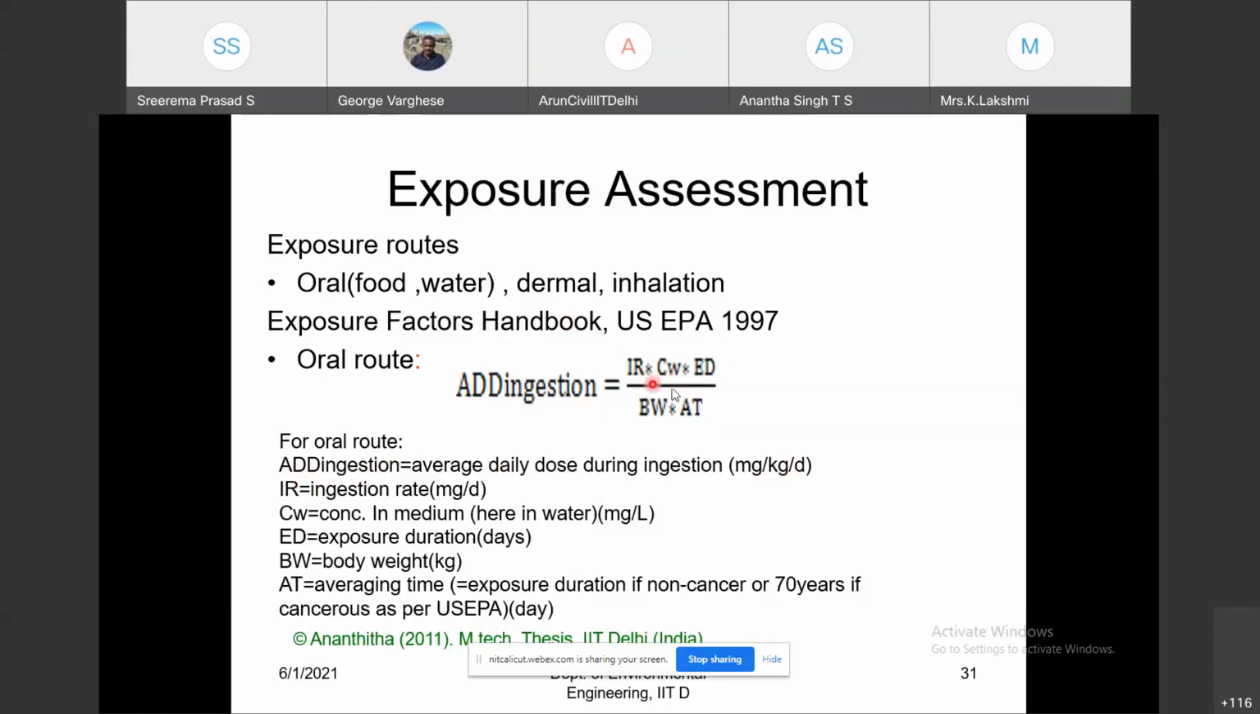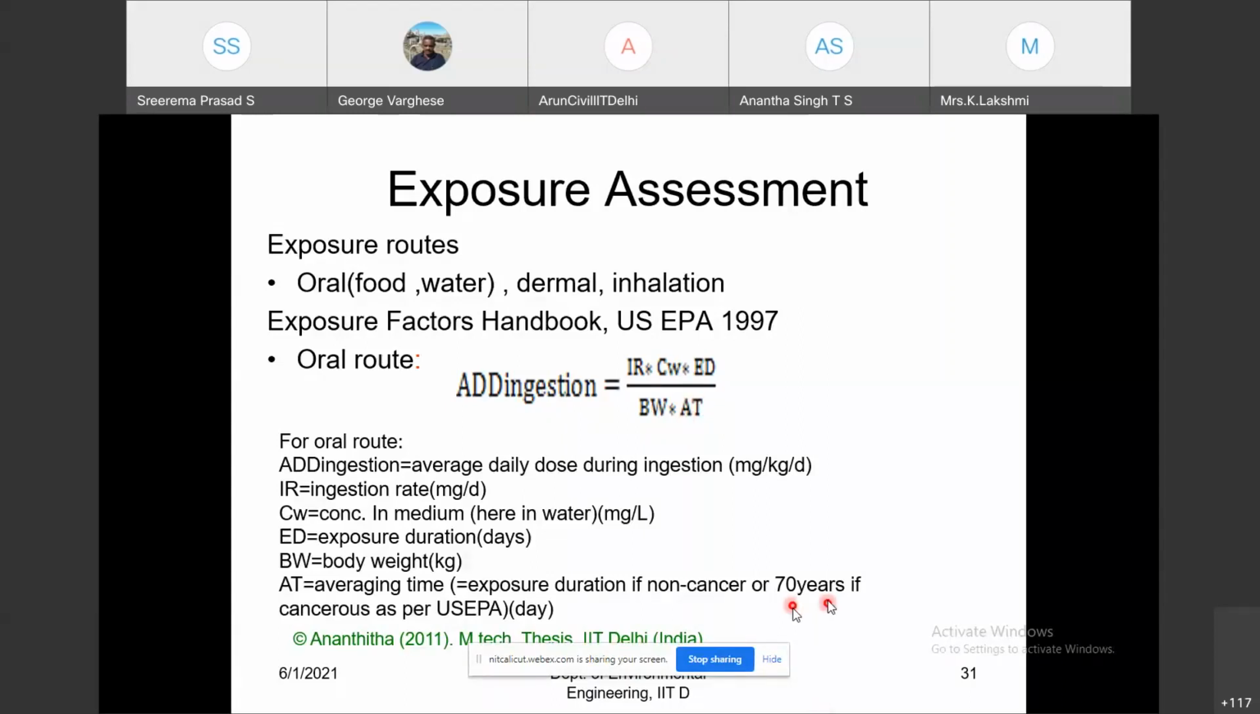You can adjust the unit. ED is your exposure duration, how many days. Then we have to normalize with respect to body weight, and normalize with respect to averaging time. This averaging time means we consume something and it is going to give you some effect over some duration. If you're talking about cancers, once we classify your contaminant with respect to hazard, we will come to know whether it is going to give a non-cancer effect or a cancer effect. So if it is going to give a cancer-based effect because of that particular contaminant, then we are going to normalize with respect to 70 years.